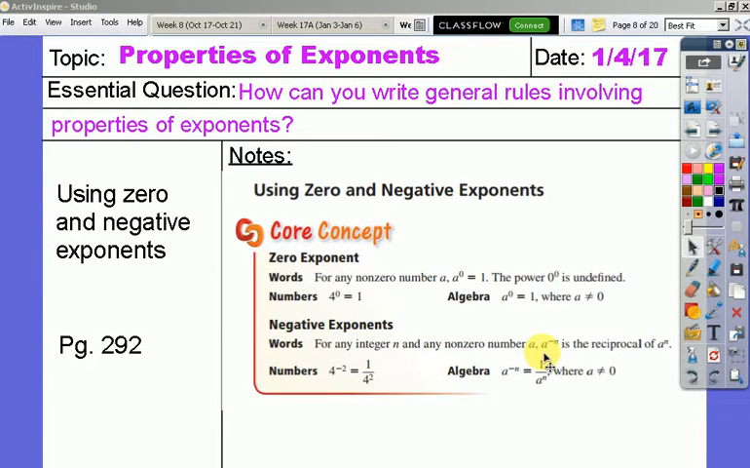Today we are doing properties of exponents. The essential question with this section of notes is how can you write general rules involving properties of exponents?